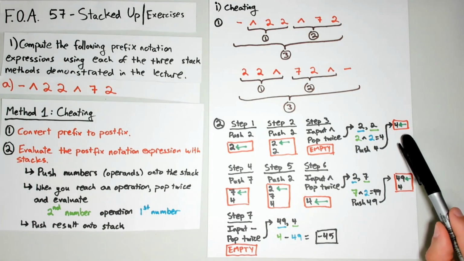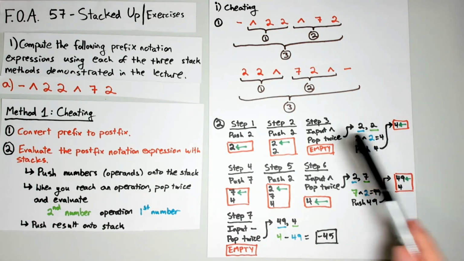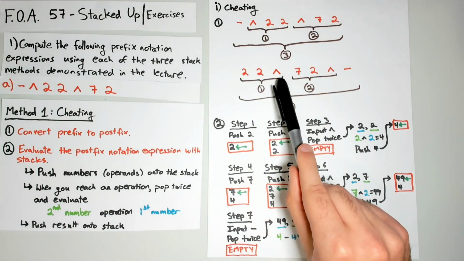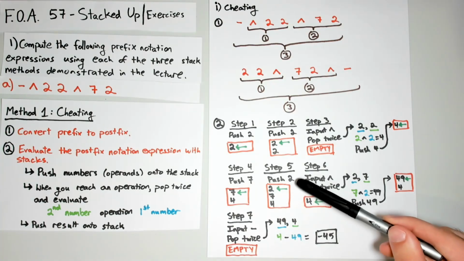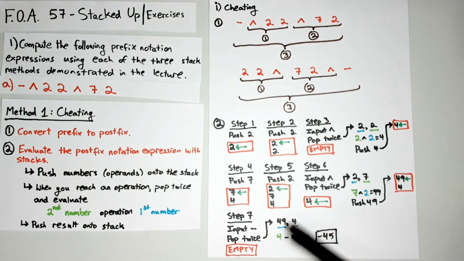So now this is what our stack looks like after doing step 3. All right, so now we keep scanning. We've done these three. We have a 7 now. So we push 7 onto the stack. And we have a 2, so we push 2 onto the stack, right? So every time we push onto the stack, it goes on top of the stack, right? So that's why our stack is sort of being built up like this.